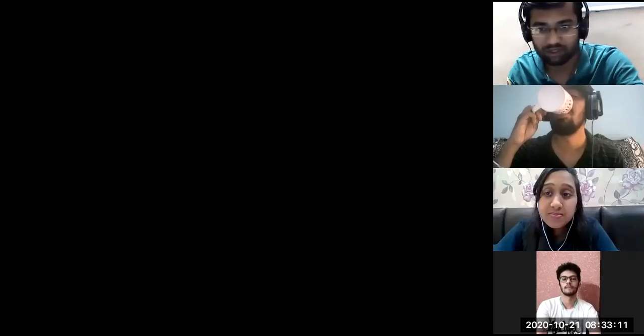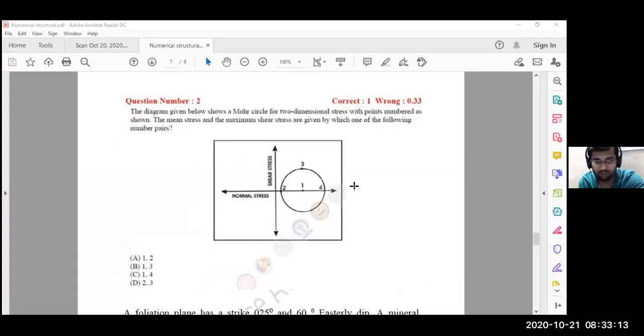You will always forget. Just remember with the help of a diagram. Inclination of any lineation with the vertical, that is your hade. I will draw one diagram. Let's say this is your plane, okay, and this is your vertical line.